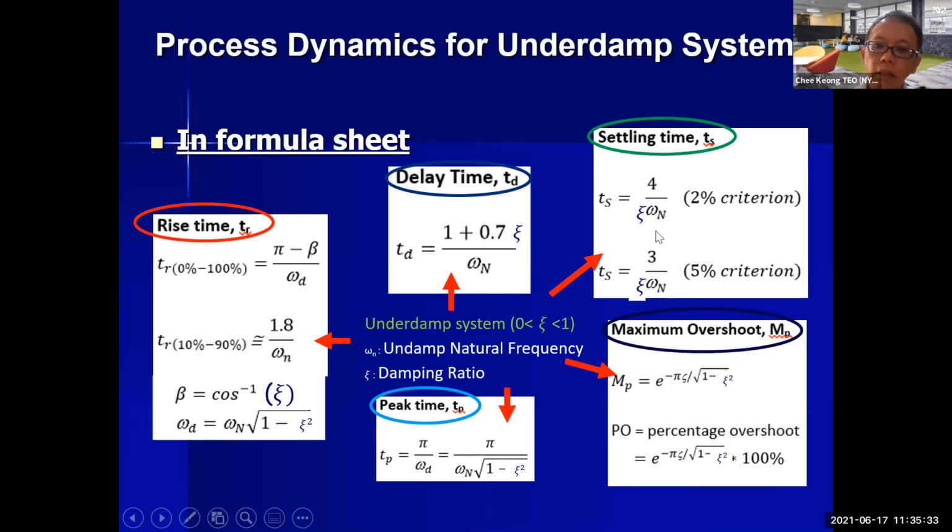Just now I mentioned the 2% criteria is 4, but the 5% criteria is 3. So this is actually a shorter time to settle down. This is a longer time to settle down because it's the 2% criteria. And then this is for 0 to 100% rise time. This is for 10 to 90% rise time. So they have two different formulas. If you are trying to measure 0 to 100%, please use this formula. If you are trying to find 10 to 90%, then you can use this formula, right?